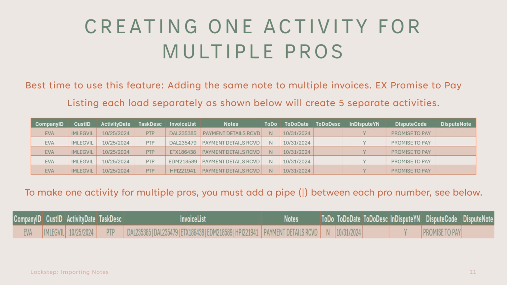To make one activity for multiple pros, we must add a pipe between each pro number, as shown below. By adding a pipe to our invoice list, we're able to create one activity for multiple invoices at one time. That'll stop you from having to mark complete 100 promise to pays or mark complete 50 chassis disputes. You can put them all on one activity and upload them into your Lockstep notes at one time.